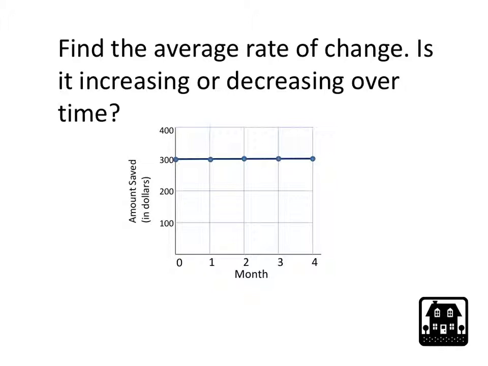It stays that $300. So our amount in savings is $300, but our rate of change, how much we add to or subtract from that $300, doesn't change. It's 0. We add or subtract 0. So our rate of change is 0. Now, if you go back to our other way of finding rate of change, we look at the slope of this line. It's a horizontal line, so the slope is 0. So either way, you can tell that the rate of change is 0. And it's neither increasing nor decreasing, it's just staying the same.